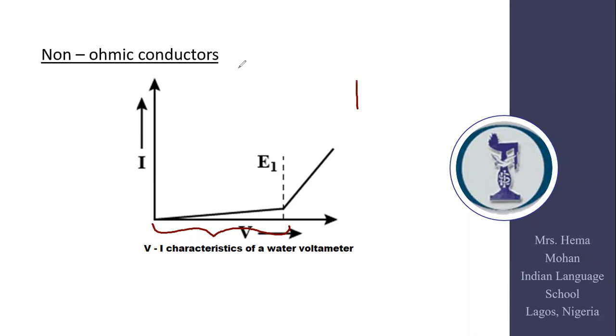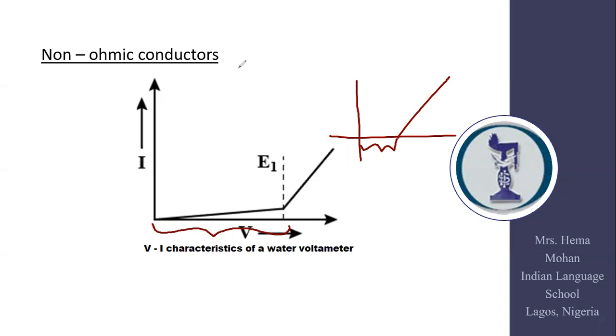In some of your textbooks, you can see that the water voltmeter graph will begin directly like this. That means the current is so meager that it's almost zero. If you take proper scales, it will always begin at zero. But if you extend and expand your scale, you can still see a very meager amount of current. So this region becomes a non-ohmic behavior because your graph is not going to pass through the origin.